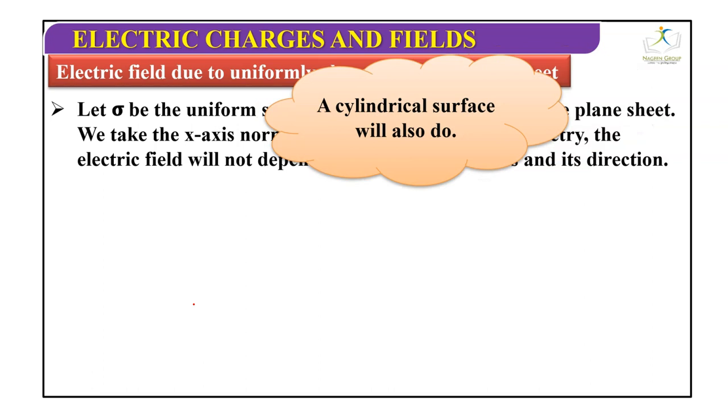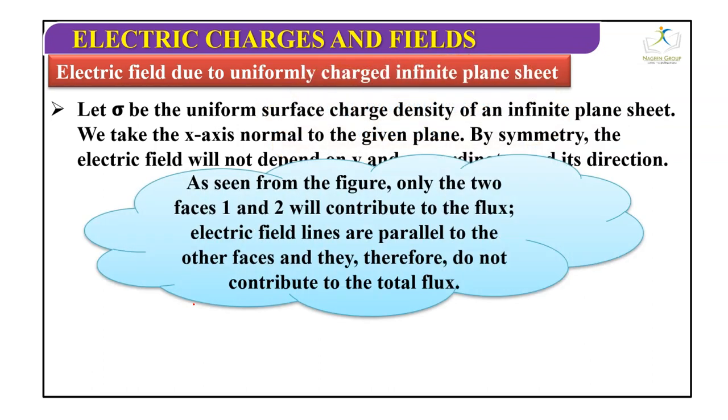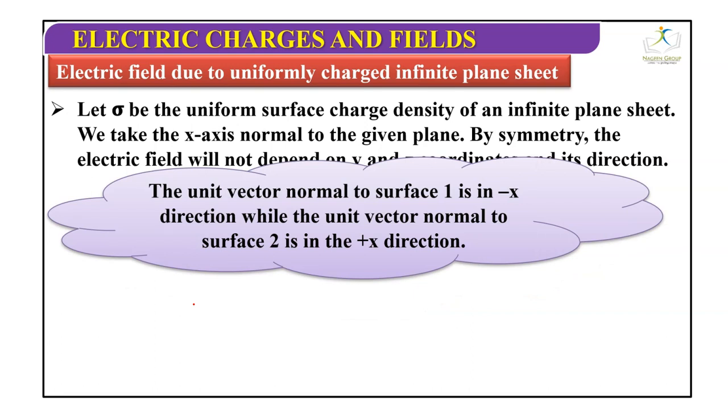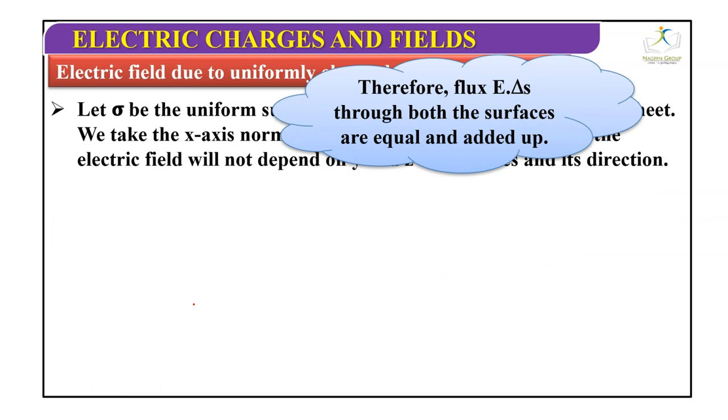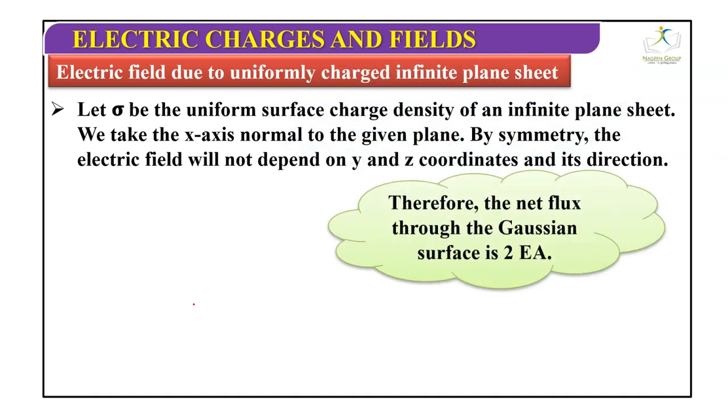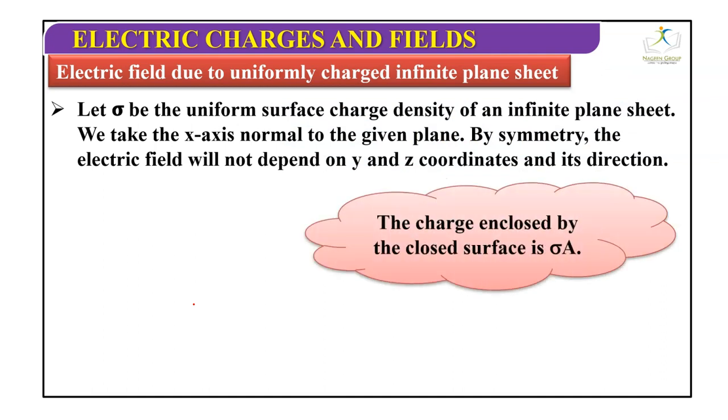A cylindrical surface will also do the same. As seen from the figure, only two faces, 1 and 2, will contribute to the flux. Electric field lines are parallel to the other faces, therefore they do not contribute to the flux. The unit vector normal to surface 1 is in the negative x direction, while the unit vector normal to surface 2 is in the positive x direction. Therefore, E dot delta S through both surfaces add up. The net flux through the Gaussian surface is 2EA and the charge enclosed by the Gaussian surface is sigma A.